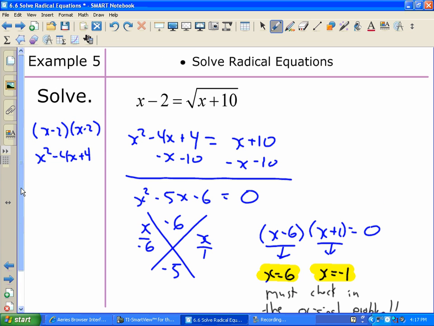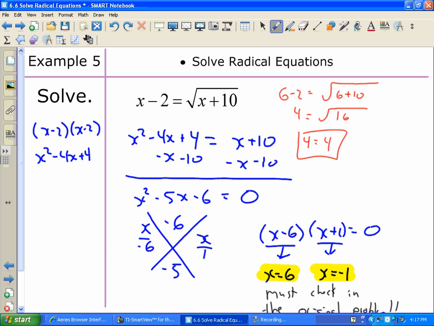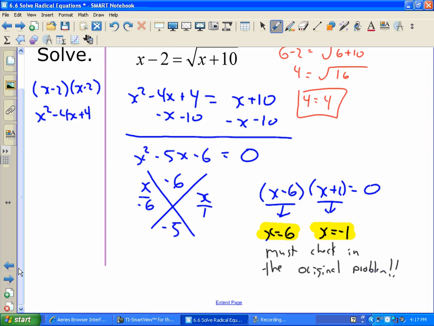My solution 6, I'm going to try that one first. I would say 6 minus 2 equal to the square root of 6 plus 10. 6 minus 2 is 4, equal to 10 plus 6, which is the square root of 16. 4 equals 4. Square root of 16 is 4. That is a true statement. That means at least x equal to 6 is a solution.